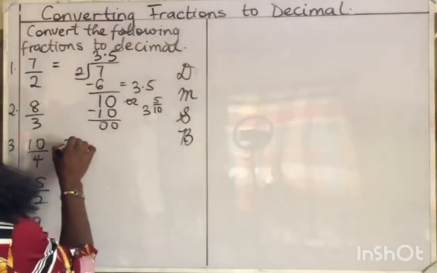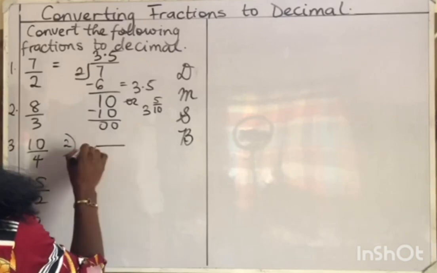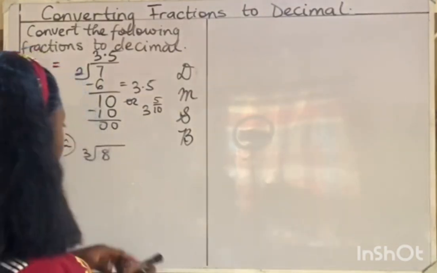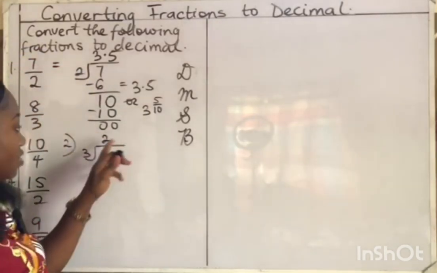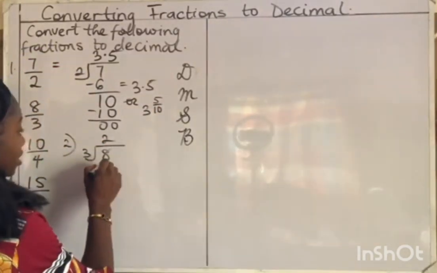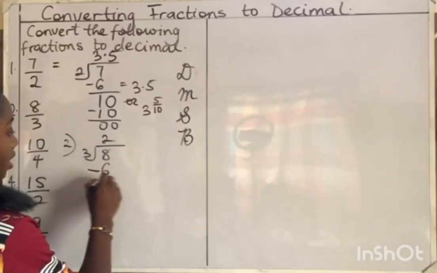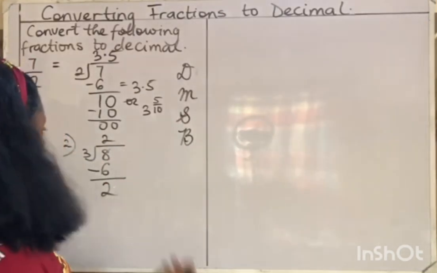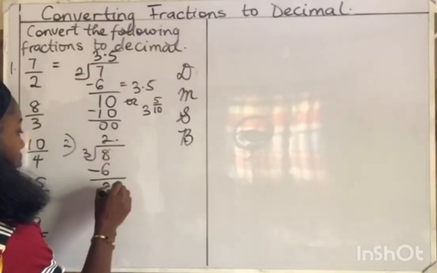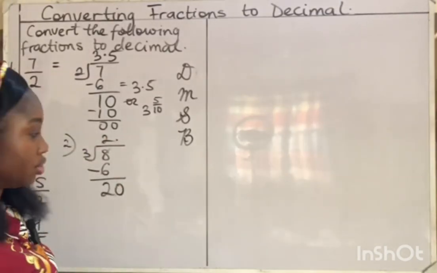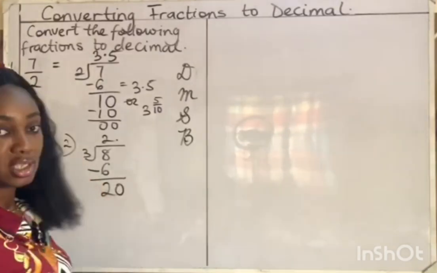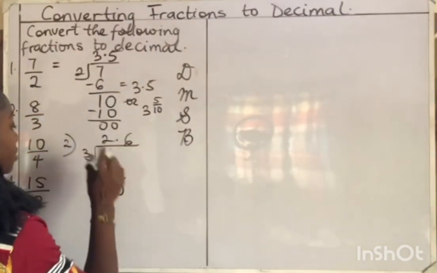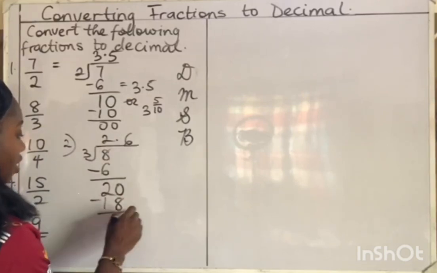Then question number 2. We have 3 outside and 8 in the division box. 3 can go into 8 2 times. After that, we multiply. 2 times 3 is 6, and then we subtract. 8 minus 6 is 2. Then to further continue the division process, we put a decimal behind 2 and put a 0 behind 2, which gives us 20. Now 3 into 20 we go how many times? 6 times. 6 times 3 is 18. And when we subtract, we have 2 again.